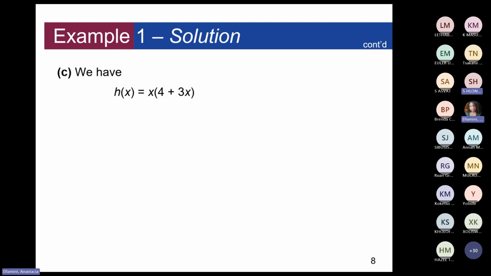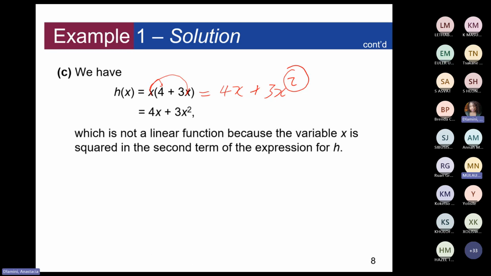Is this a linear function? No, ma'am, it's not a linear function. Well done. It's not a linear function because if we simplify, we'll notice that this x multiplied by that gives 4x, and this multiplied by that gives plus 3x squared. Now, because of this power here, it's not a linear function. It's actually a function called a quadratic function or a parabola. So here they say which is not a linear function because the variable x is squared in the second term of the expression. Thank you.